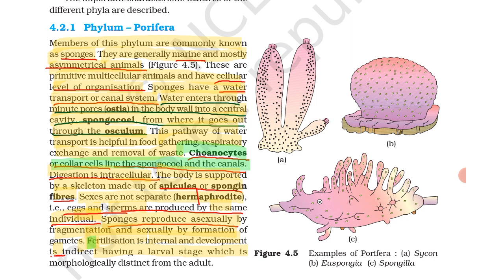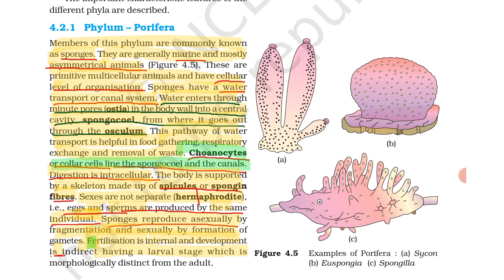The body cavity is lined by collar cells or choanocytes. Choanocytes, or collar cells, line the spongocoel and the canal. It means that inside the sponges, the body cavity is lined by collar cells or choanocytes.